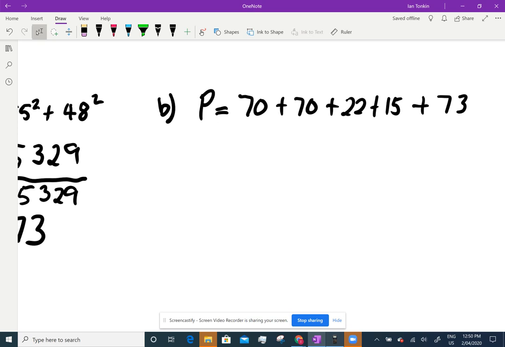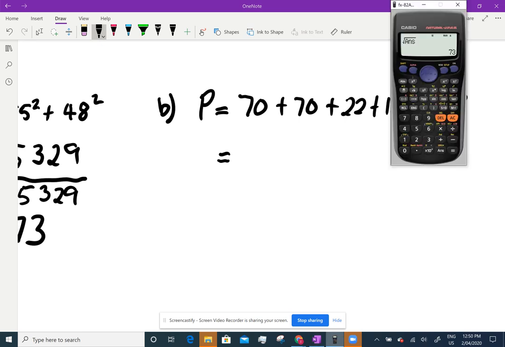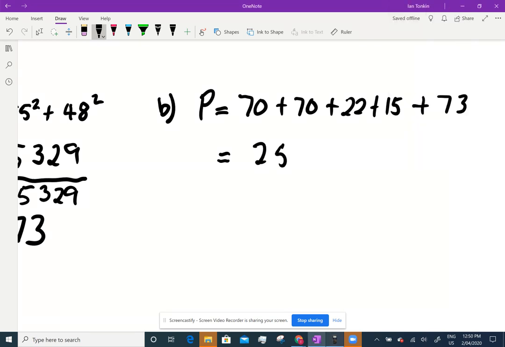Okay. So I add those up, and again, calculator, 70 plus 70 plus 22 plus 15 plus 73, 250. So the perimeter is 250 metres.